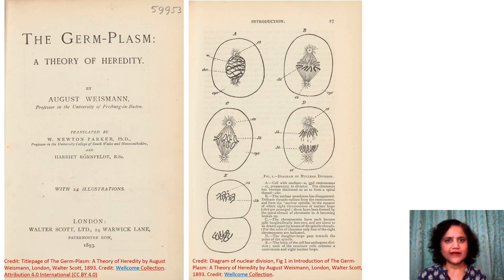So it was thought that most likely the genetic information might be in these entities, the chromosomes, and this part of the cell was referred to as the germplasm.